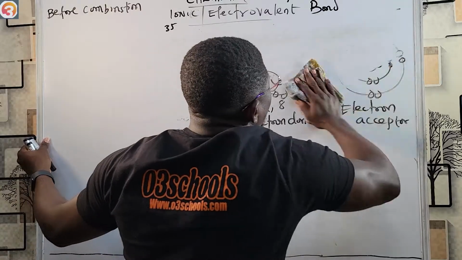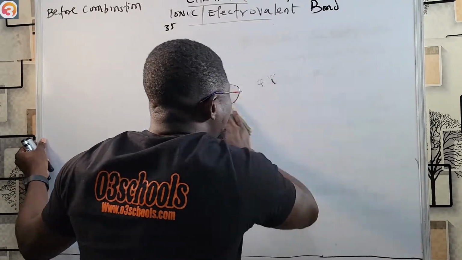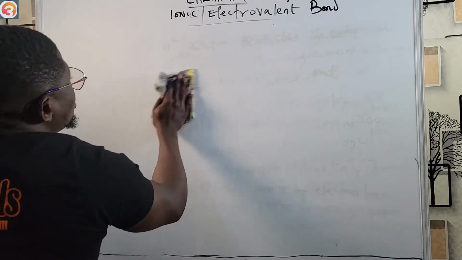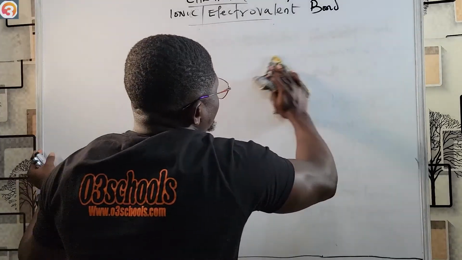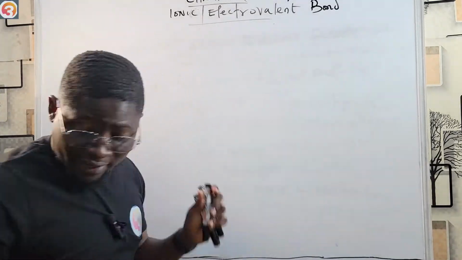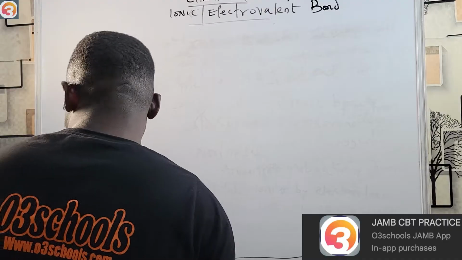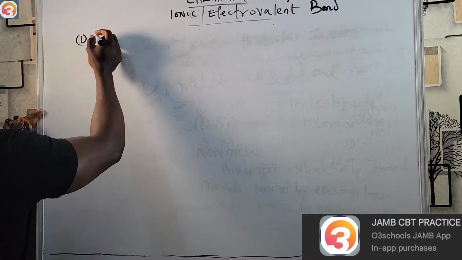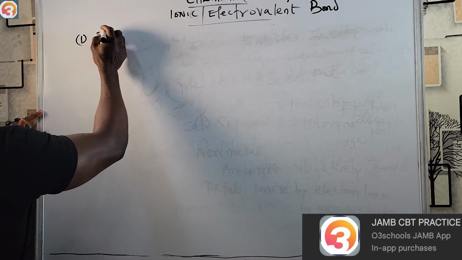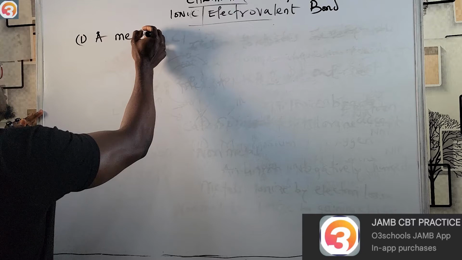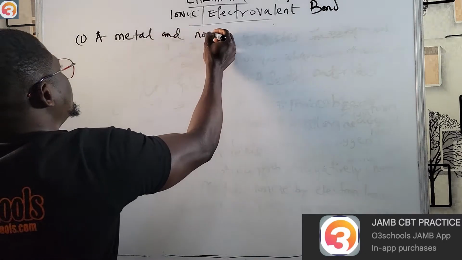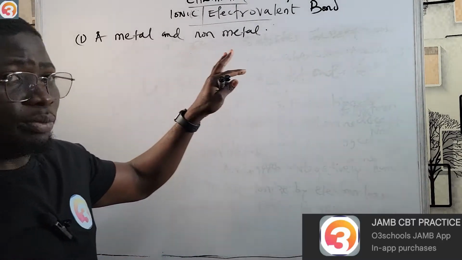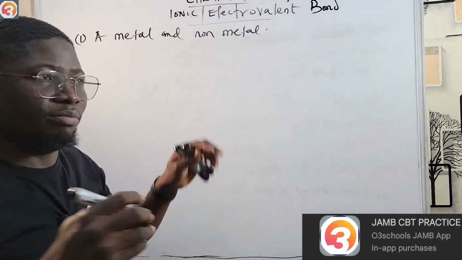How do we know? How do we test that this compound is electrovalent? Now, these kinds of questions come out in the exam, so you have to be very, very smart about it. So, what is the first thing you need to know? The first thing you need to know is that the electrovalent bond occurs between a metal and a non-metal.